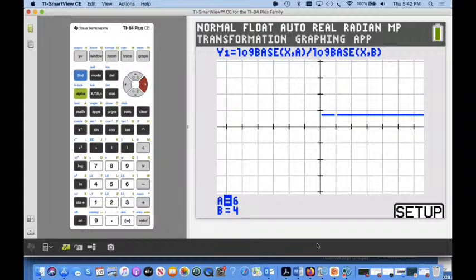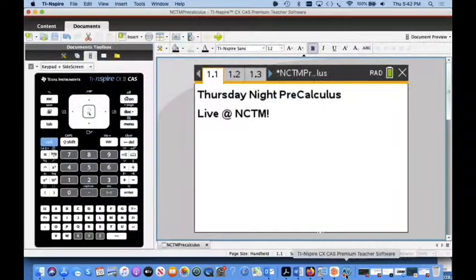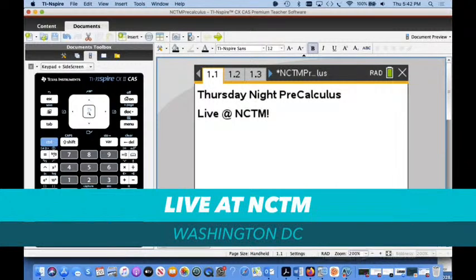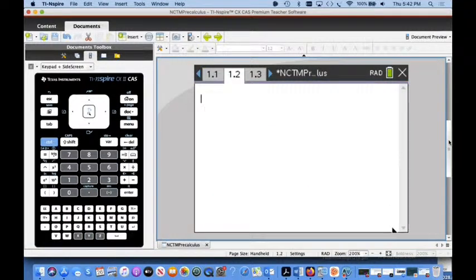Sure. Now I'm going to change over to the Nspire just briefly, just to show what this log looks like on the Nspire. So I've got a similar keyboard, and I see the log key here.